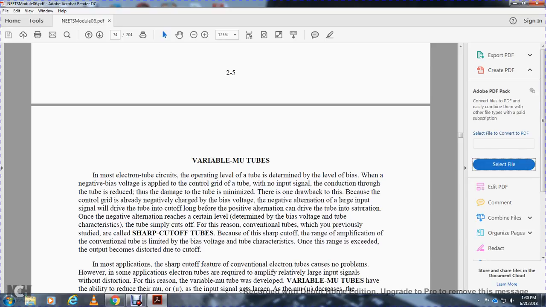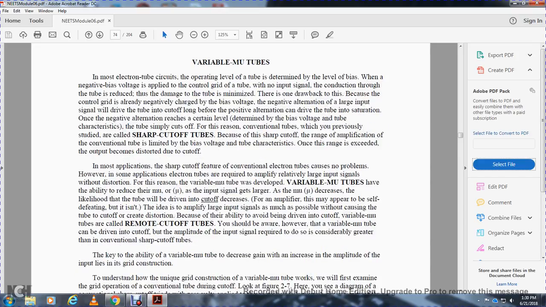Because of the sharp cutoff of the conventional tube, the range is limited by the bias voltage and tube characteristics. Once the signal exceeds this range, the output becomes distorted as the tube is driven to cutoff. In most applications, the sharp cutoff feature of the conventional electron tube is no problem, but some applications require tubes that amplify relatively large input signals without distortion.